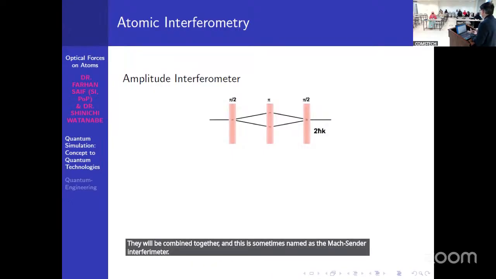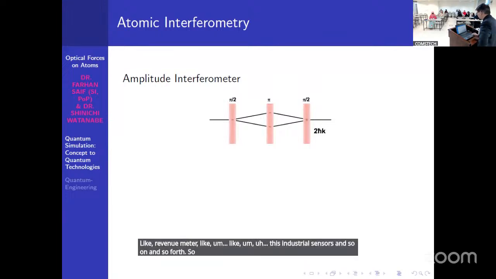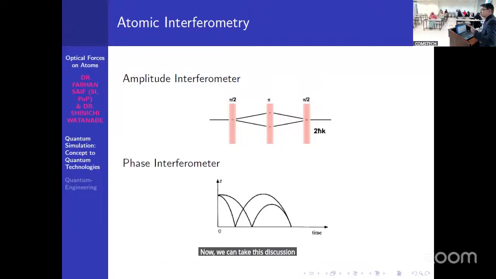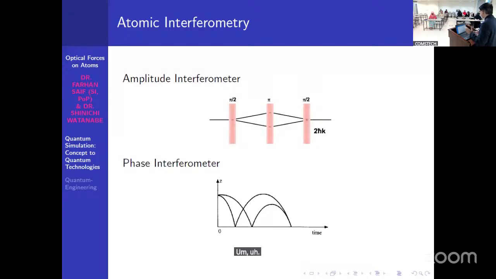This is very much useful in developing various different devices based on atoms, like gravimeters, industrial sensors and so on and so forth. So there are various different applications. Now, we can take this discussion to the phase. So here we say it is an amplitude division: the incident wave is divided once the wave is deflected and undeflected.